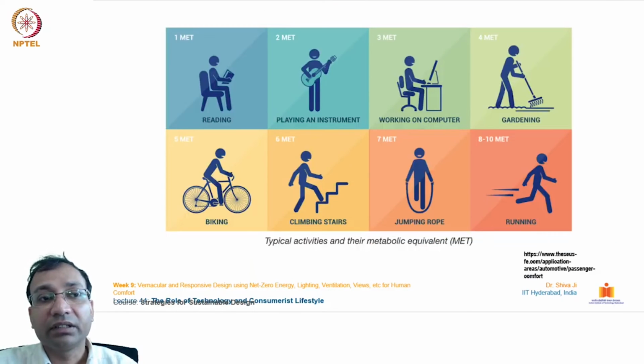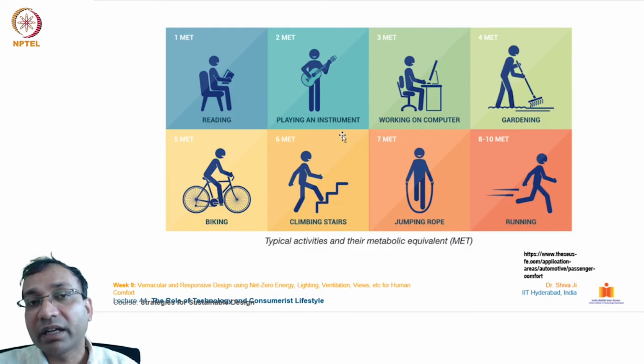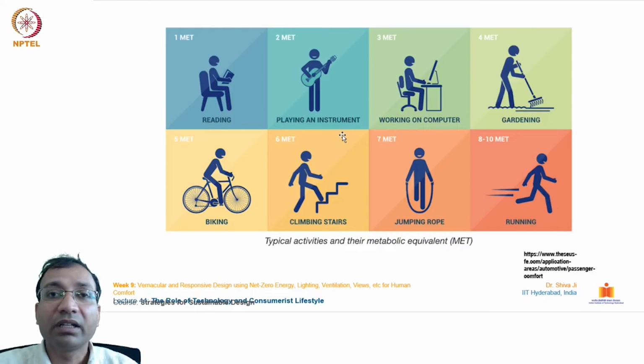Further, different activities and their metabolic equivalent, MET. This is the term over here. When we are sitting and performing an activity which is not very exhaustive, such as reading, this is taken as 1 MET. If you are playing an instrument, having some small activity, this is 2 MET. Then if you are working on the computer, it is taken as 3 MET.